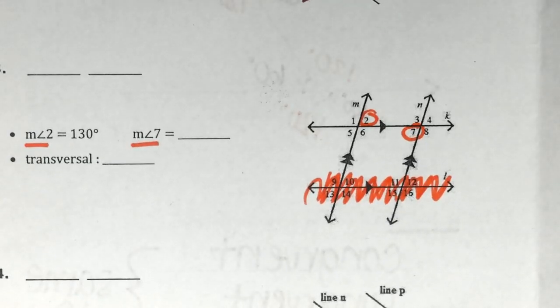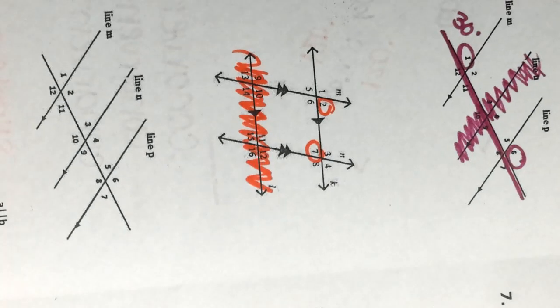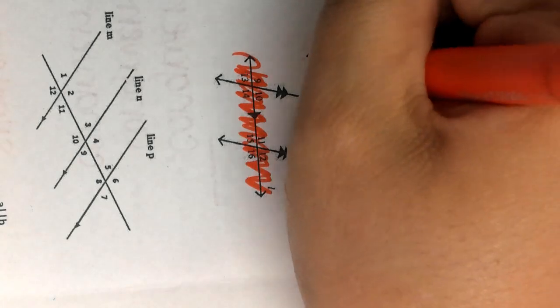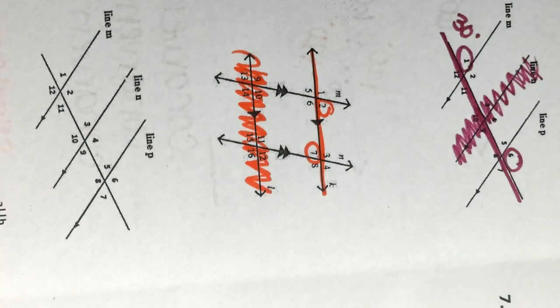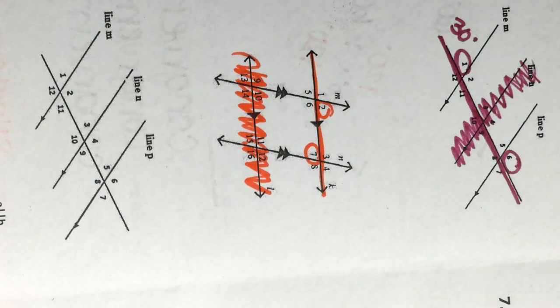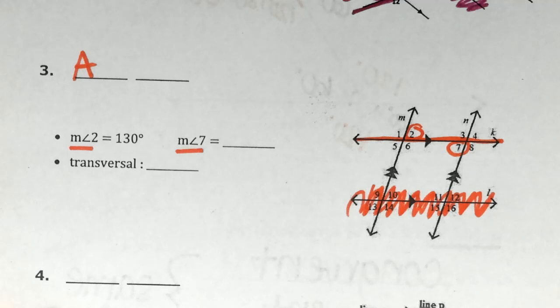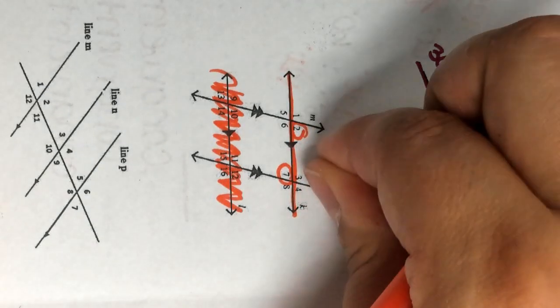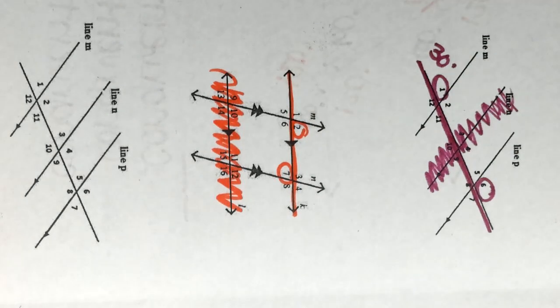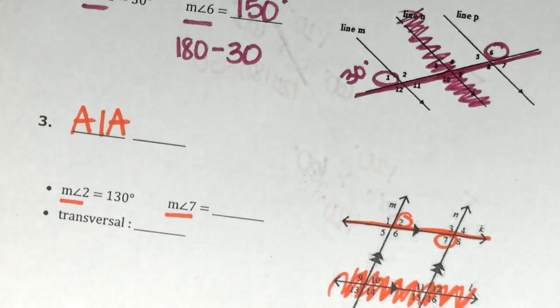All right, 2 and 7. Now, this one's also weird because it's sideways. If you need to, turn your paper. If this makes more sense when you turn your paper, do that. Are these on the same side of that line or different sides of that line? They are on different. So this is alternate. And put an A. Are they in between or outside? Again, turn your paper. Are these in between? Do I squish them or are they outside? Inside. So it is an AIA.